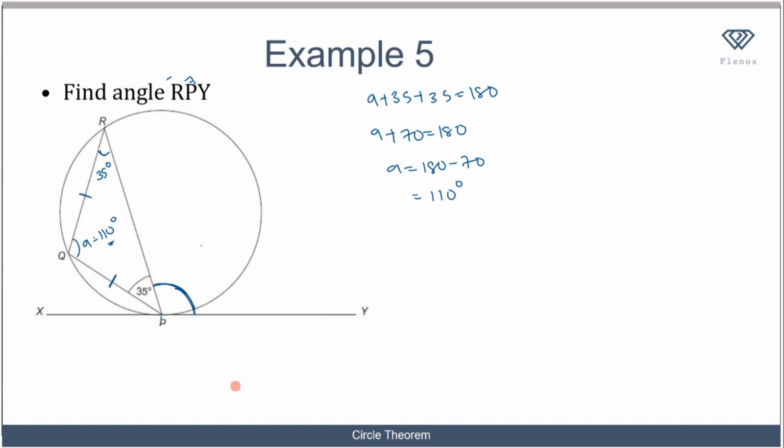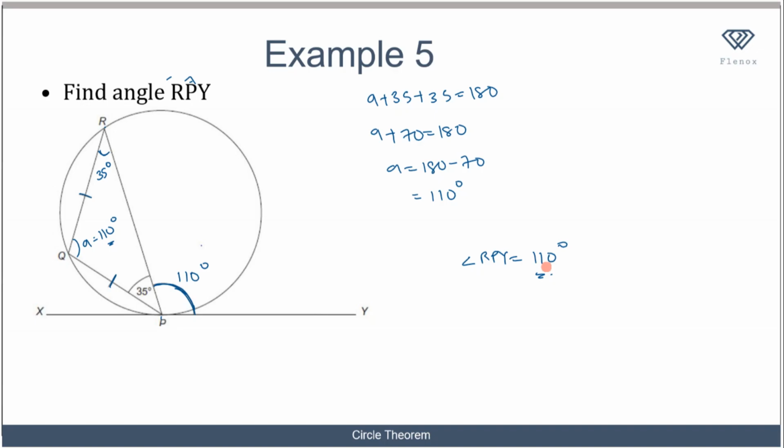Now if you remember the alternate tangent theorem, in which we were told that if we have a tangent to a circle, the angle which an inscribed triangle makes with that tangent is equal to the angle in the opposite segment of the triangle. So that means this angle over here is the same thing as this angle over here. And since we have found here to be 110 degrees, then invariably it means that here also is 110 degrees. So angle RPY is equal to 110 degrees.